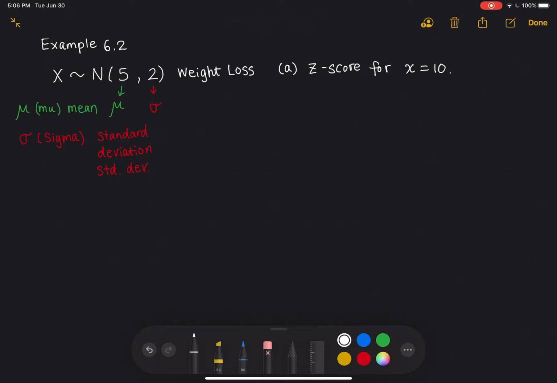What it means is, if a person lost 10 pounds, what is the z-score and what does it mean? So we use a formula, z equals x subtract mu, divided by sigma. Now the data point x is 10. We subtract the average or the mean, so that is mu. We have to look at our notation right here to find it, and that number is 5. And divided by sigma, the standard deviation, which is right here, 2.